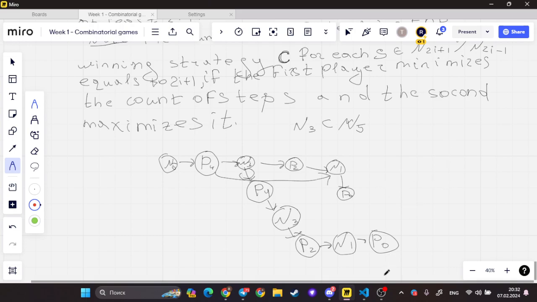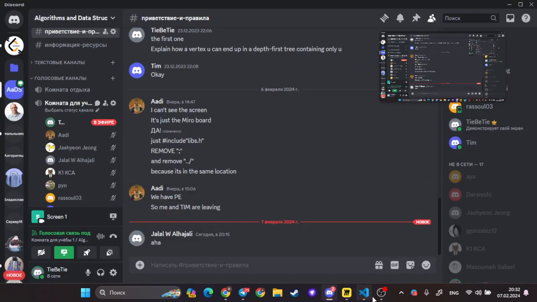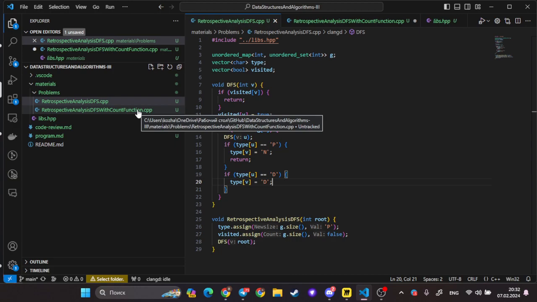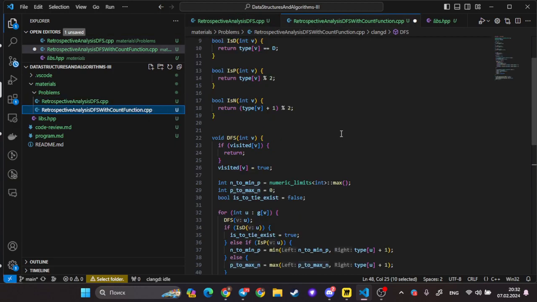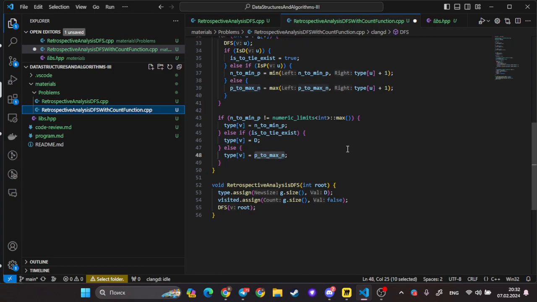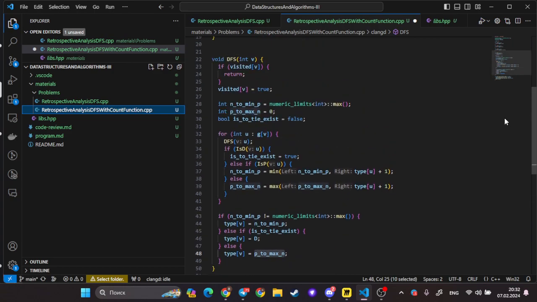Okay, next, implementation. Here is an implementation of the previous task. Here's the new implementation. One second.